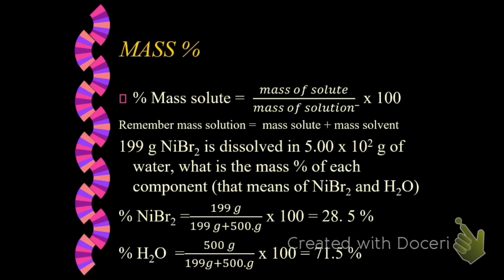So notice up here I just have the formula for the solute. If you want the mass percent of the solvent, you're going to put the solvent in the numerator. You may also recognize that, gee, if I only have 2 components, once I know it's 28.5% nickel 2 bromide, it'd be very easy to say, okay, the rest of it's water. I could simply say 100 minus 28.5, and we would get 71.5, same thing.